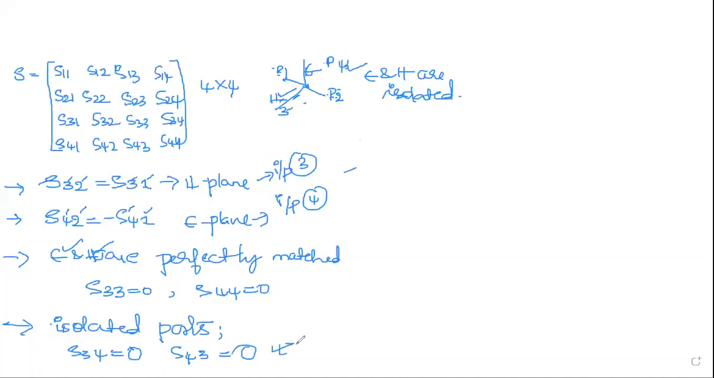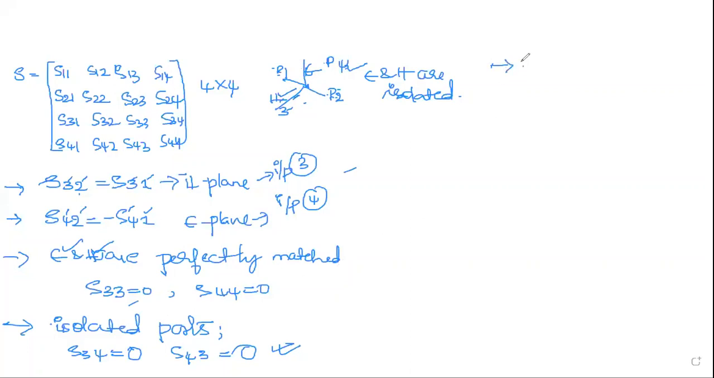Very, very important property you need to remember, because the rest all you can find out. So first, write down what is for the H plane considering the third input, and what is for the E plane considering the fourth input. E plane and H plane T are perfectly matched, which means S33 is equal to 0, S44 is equal to 0. Isolated ports are those where when you give input, the output will not come out of that port, because E and H are both isolated because of the design in the magic T. So you'll have S34 is equal to 0, S43 is equal to 0.